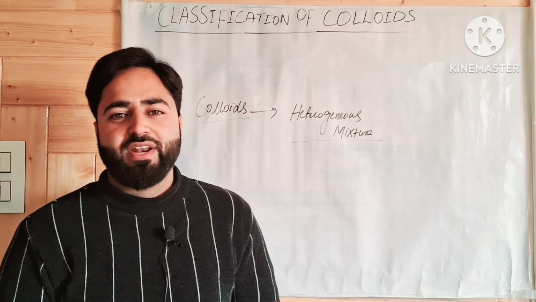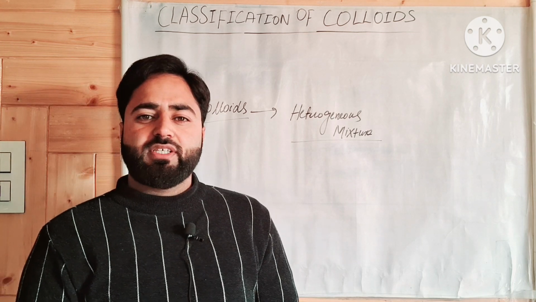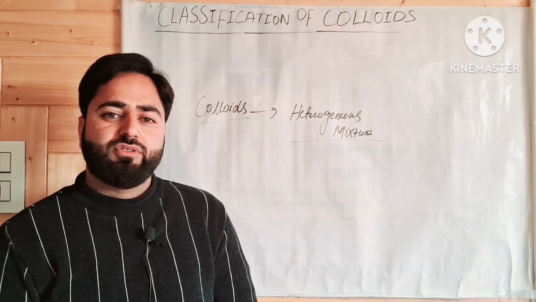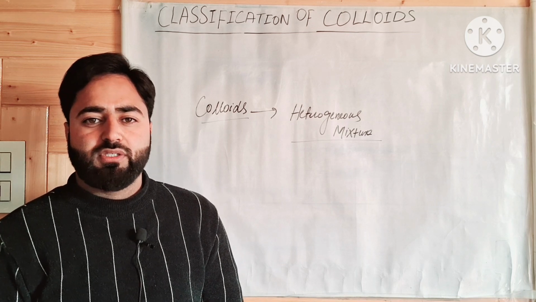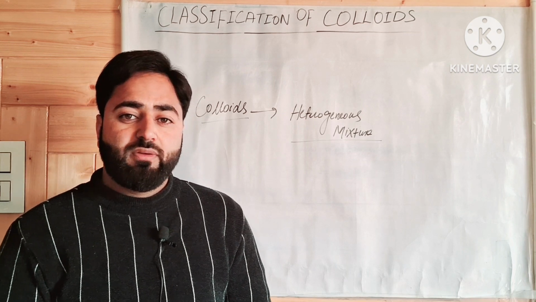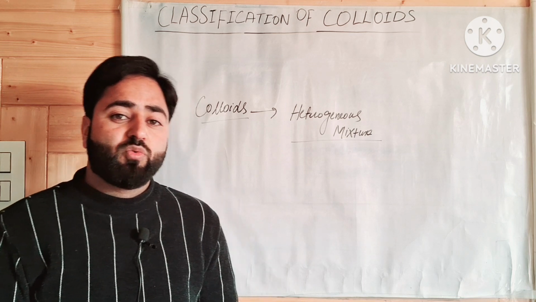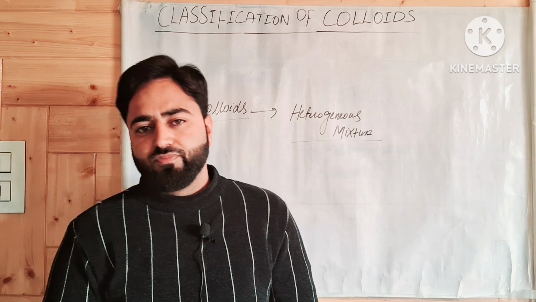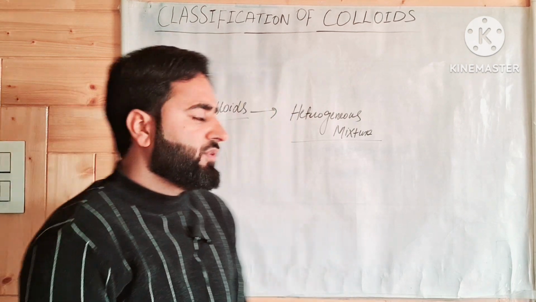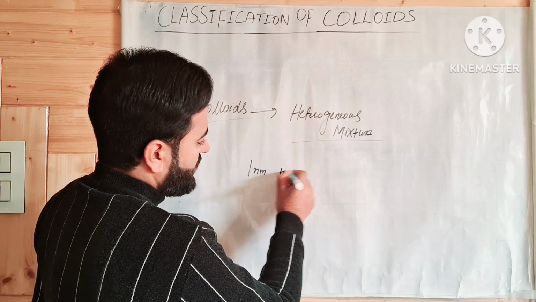Today we will discuss our next topic, that is the classification of colloids. In the previous lecture, we discussed colloids, where we learned that colloids are heterogeneous mixtures, though they seem to be homogeneous. But the scattering of light by the particles of a colloidal solution and the examination of a colloidal solution under a high power microscope show that colloids are heterogeneous mixtures. And we also learned that the size of solute particles of a colloid ranges from 1 nanometer to 1000 nanometer.